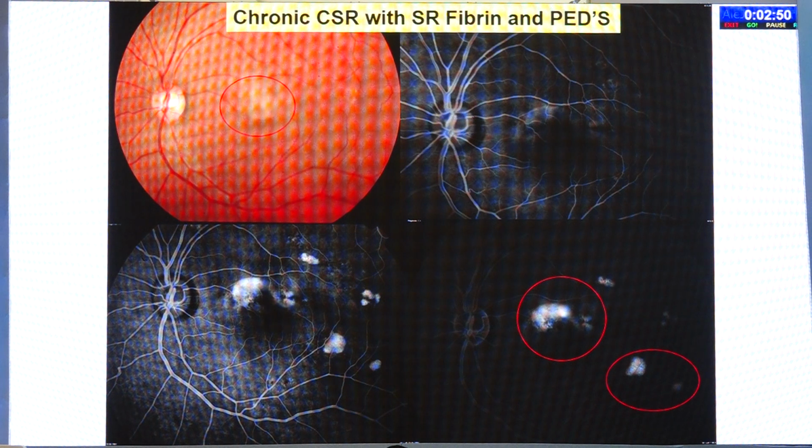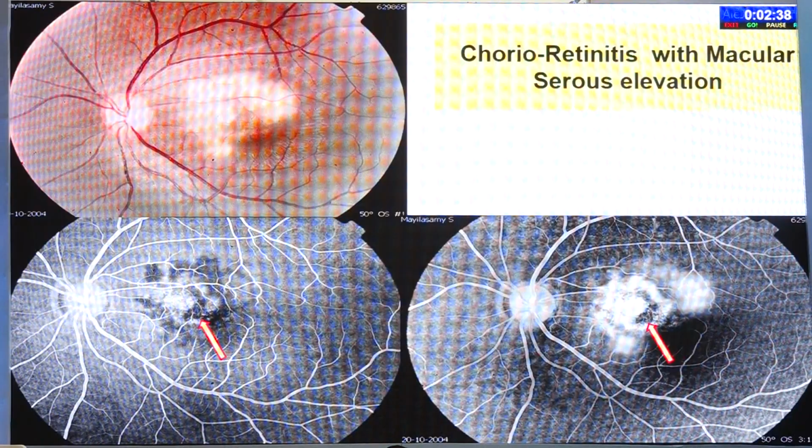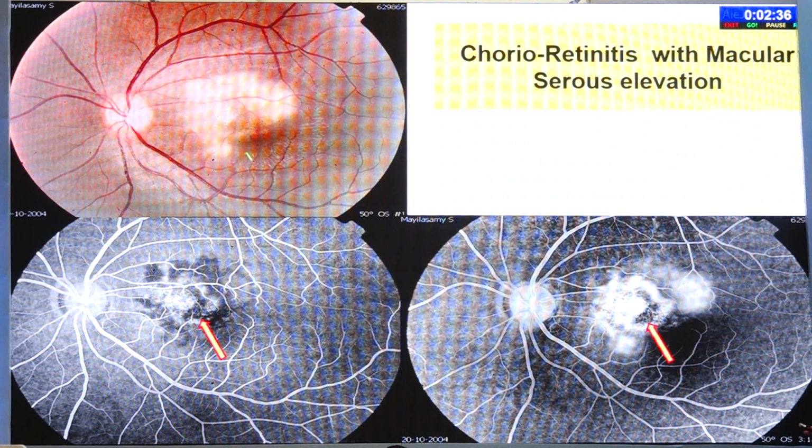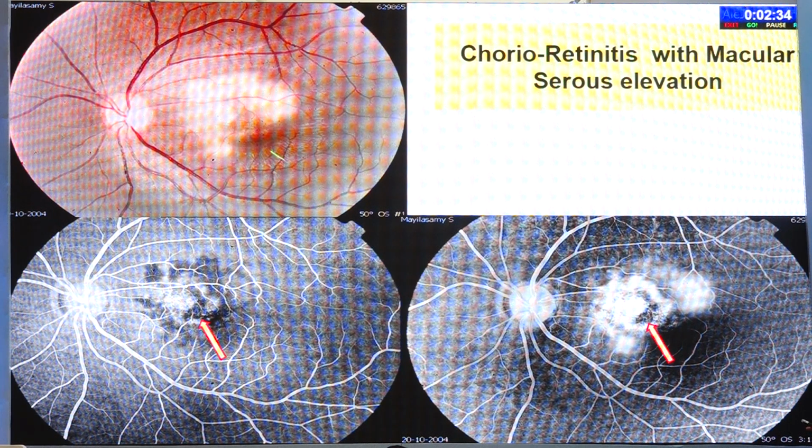This is especially important when you have a subretinal submacular exudation like this. This is a fibrinous variant of CSC with a leaking pigment epithelial detachment, as you can see here. But when you have this kind of exudation at the macula, this is not a CSC with fibrinous exudation. This is a chorioretinitis, early hypo and late hyper on fluorescein angiography.